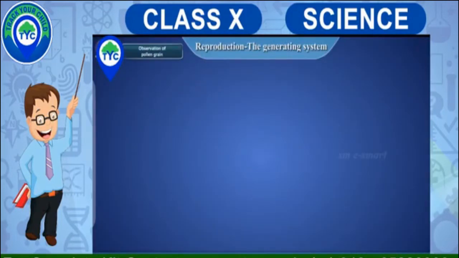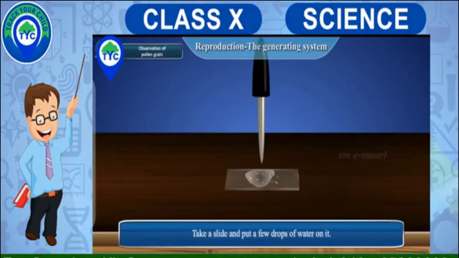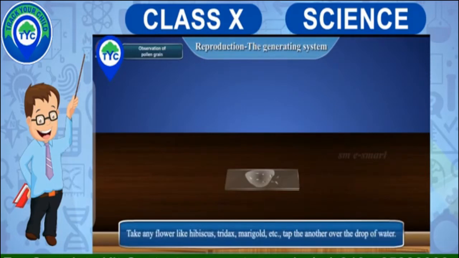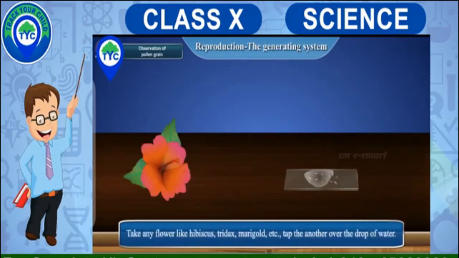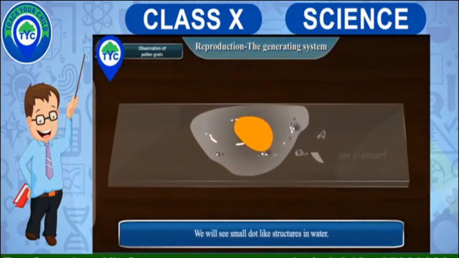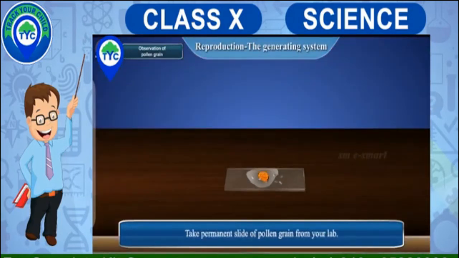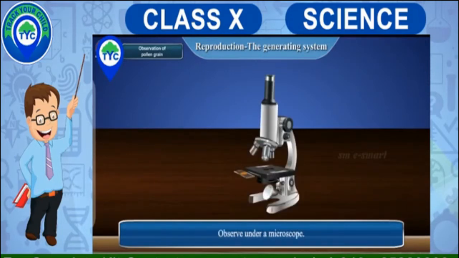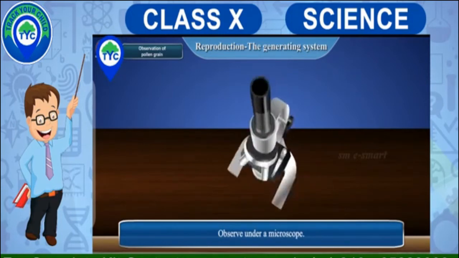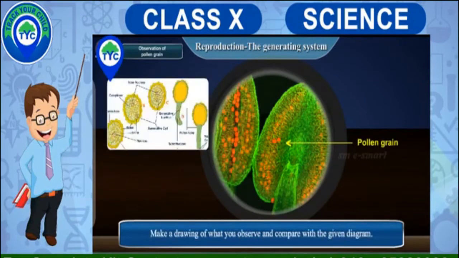Observation of pollen grain. Take a slide and put a few drops of water on it. Take any flower like hibiscus, tridax, marigold, etc. Tap the anther over the drop of water. We will see small dot-like structures in water. These are pollen grains. Take a permanent slide of pollen grain from your lab and observe under a microscope. Make a drawing of what you observe and compare with the given diagram.